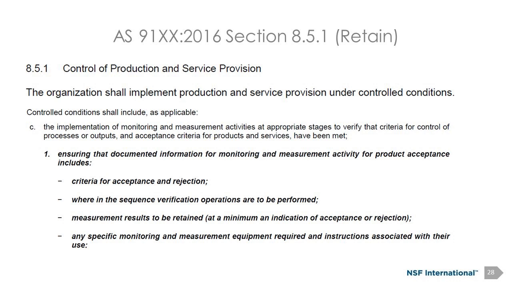Ensuring the documented information for monitoring and measurement activity for production and service acceptance includes the criteria, where in the sequence, and the measurement results to be retained. So it's describing, again, both what we're going to do, the criteria and where, and the outputs or the retained information: the measurement results and any specific monitoring equipment required. And that can be both prescribed and, for traceability reasons, we're writing down what caliper, what micrometer, et cetera, what tool was used to capture that.